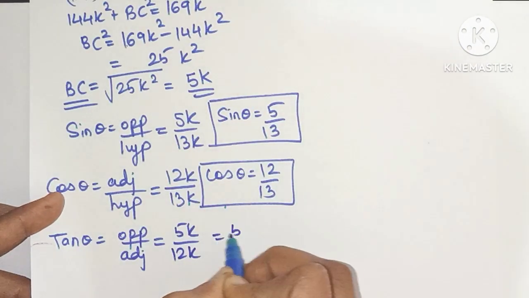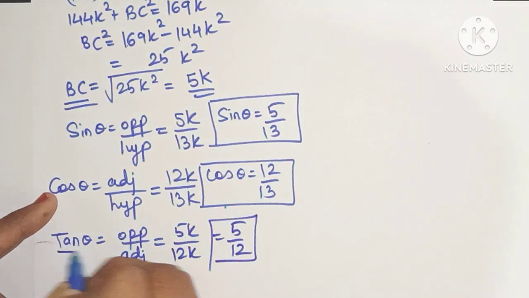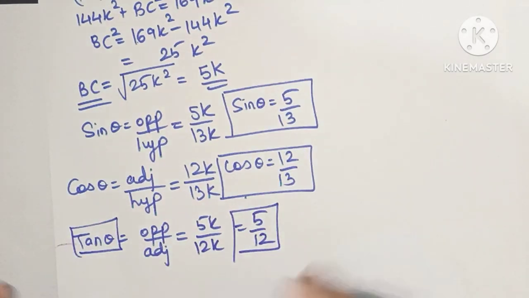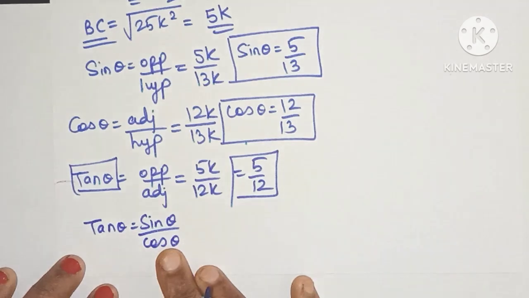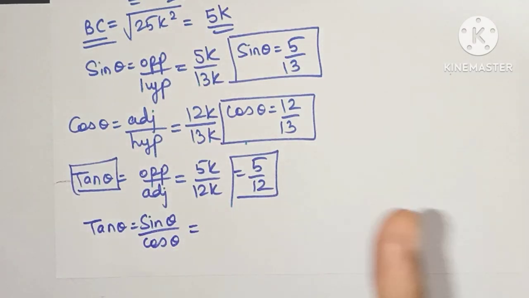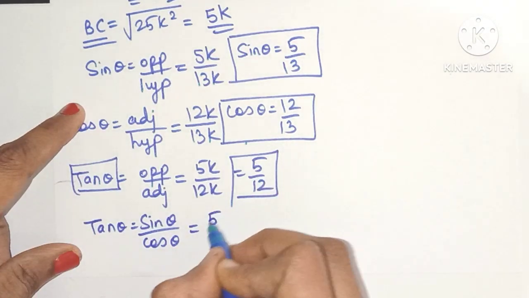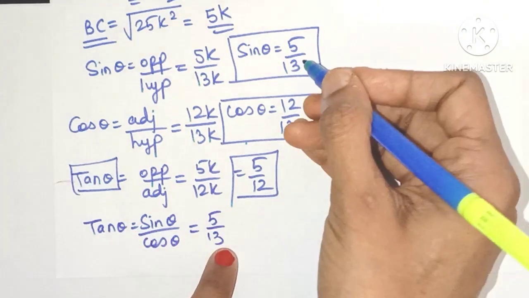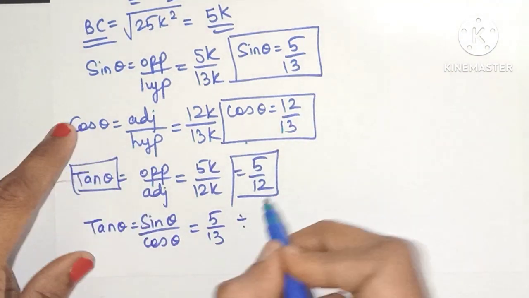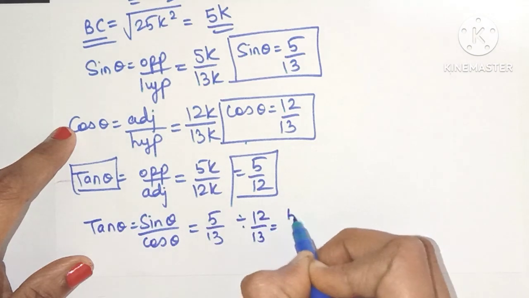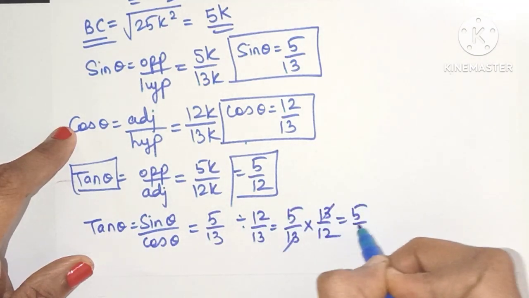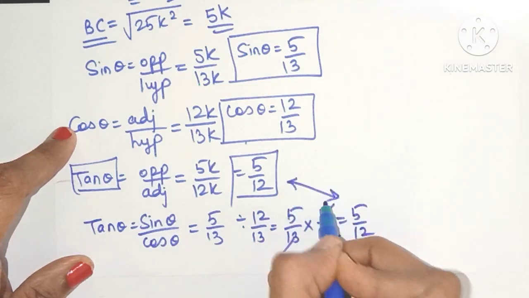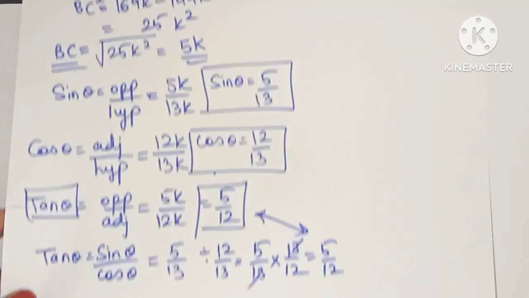So tan theta is 5 by 12. Alternately, you can also do tan theta as sin theta by cos theta, right? If you recall, this is also the definition of tan theta. So you can also try this way if you find it easy. So sin theta we already found, divided by cos theta is 12 by 13. So just take the reciprocal here. So again, you'll get obviously the same answer. Whichever method you find easy, you can go ahead with that.